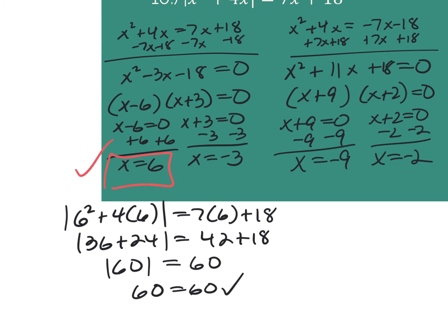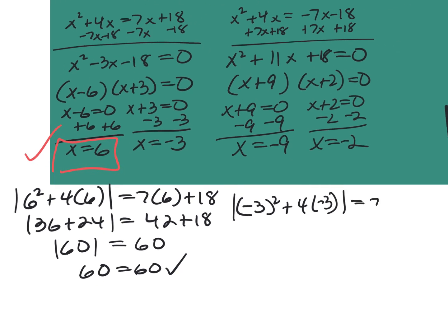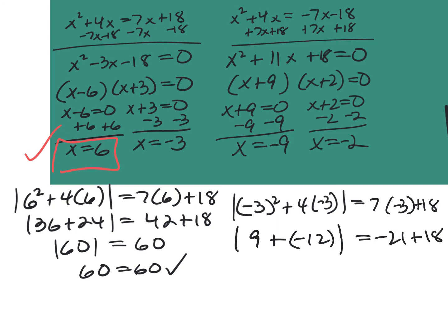And now let's plug in the negative 3. So negative 3 squared plus 4 times negative 3 in bars equals 7 times negative 3 plus 18. 9 plus negative 12, negative 21 plus 18. This gives me negative 3. This gives me negative 3, but I got to absolute value that left side. So this is not equal, so this answer's out.